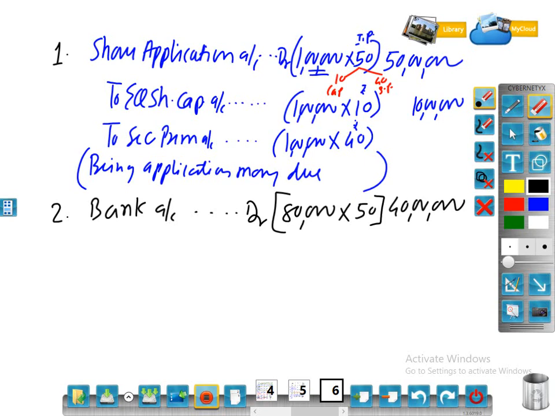Bank account, actual money received 40 lakh. From Mr. A, from Mr. B and from Mr. C.